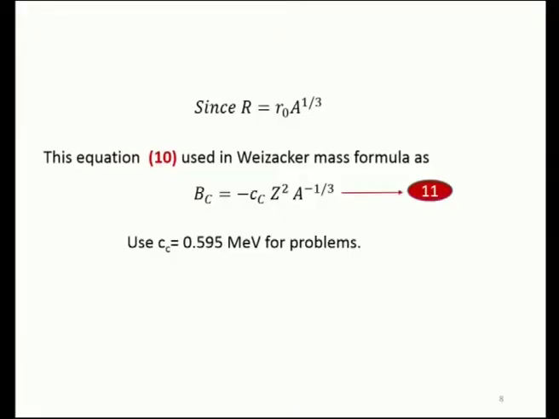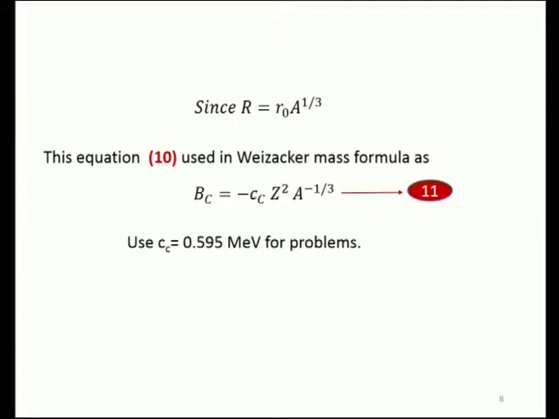Now we go to the next one. We are giving the reason. As we already said, R equals R naught A power 1 by 3. This equation 10 we have already discussed and used in the Weizsäcker mass formula.